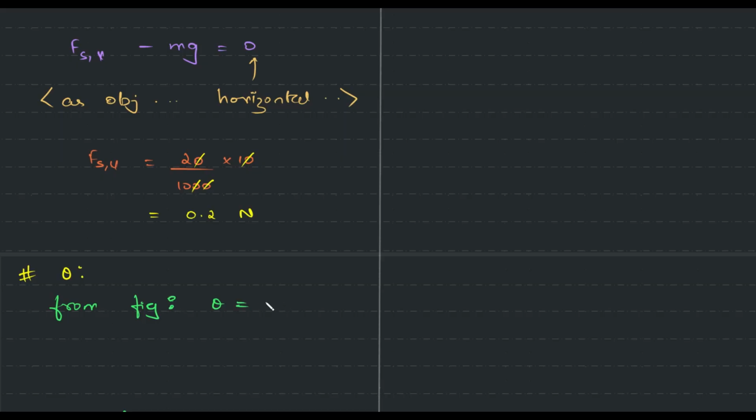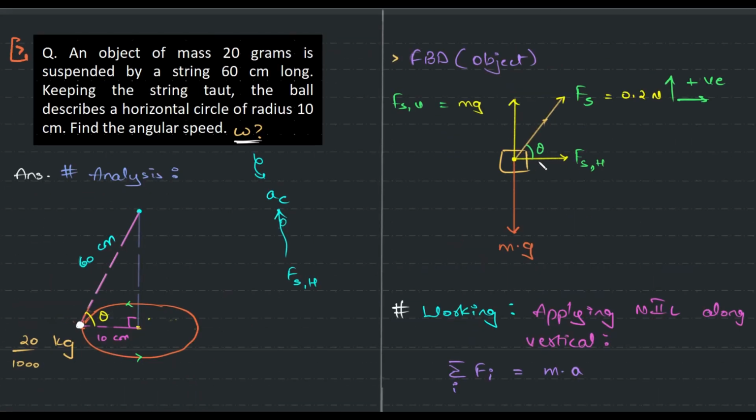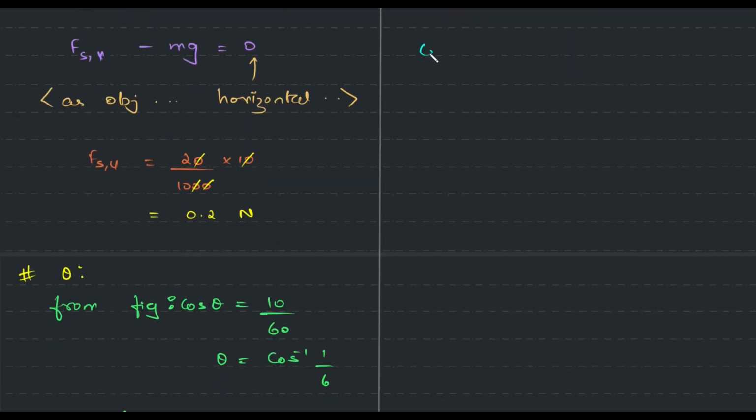Theta is equal to adjacent, which is 10, and hypotenuse, which is 60. Sorry, cos theta is equal to 10 by 60. Theta is equal to cos inverse of 1 by 6. Okay, so with this in hand, can I figure out this value? We can, right? So again, cos theta is also equal to, now we can figure out FSH.